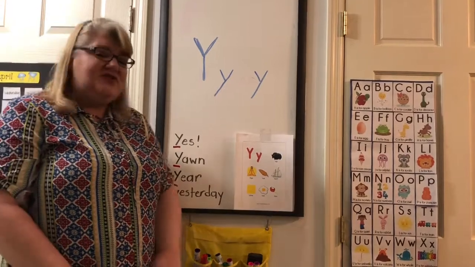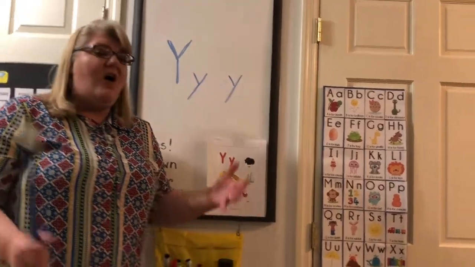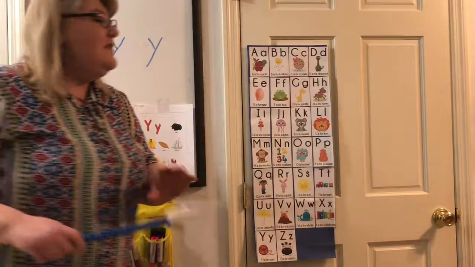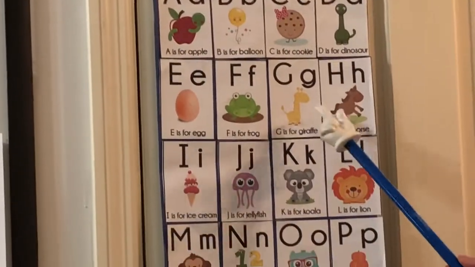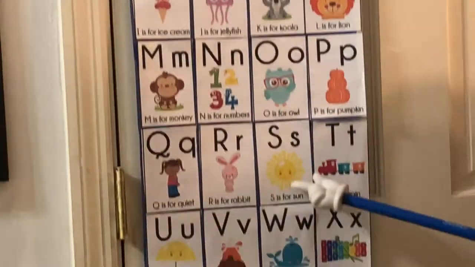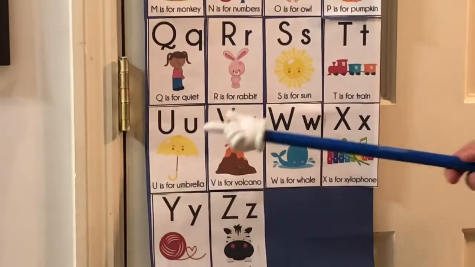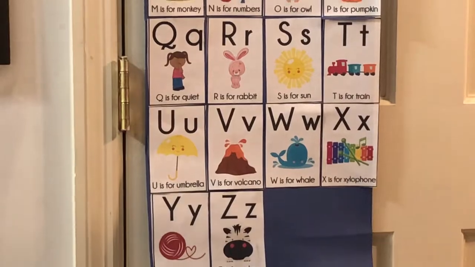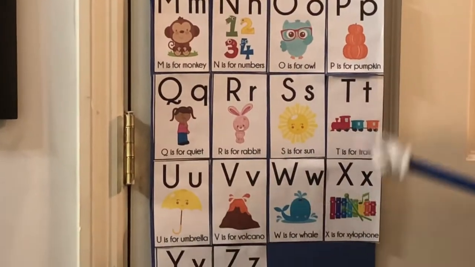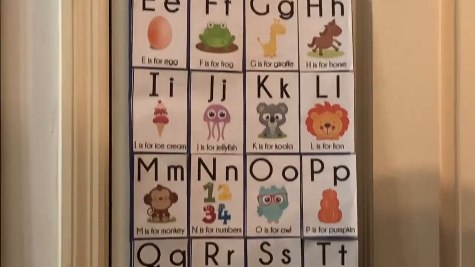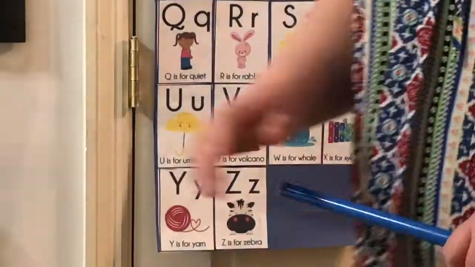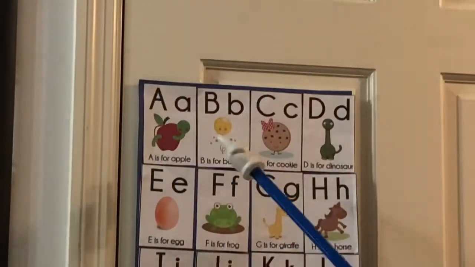I see some pictures on our alphabet chart that are all the color yellow. Do you see them? The balloon is yellow. The giraffe is yellow. The sunshine is yellow. And the umbrella is yellow. Let's go all the way to Y today when we sing our song. By the way, the Y picture today is yarn, and I have some yellow yarn here we're going to count with in just a few minutes. Let's sing our alphabet song.